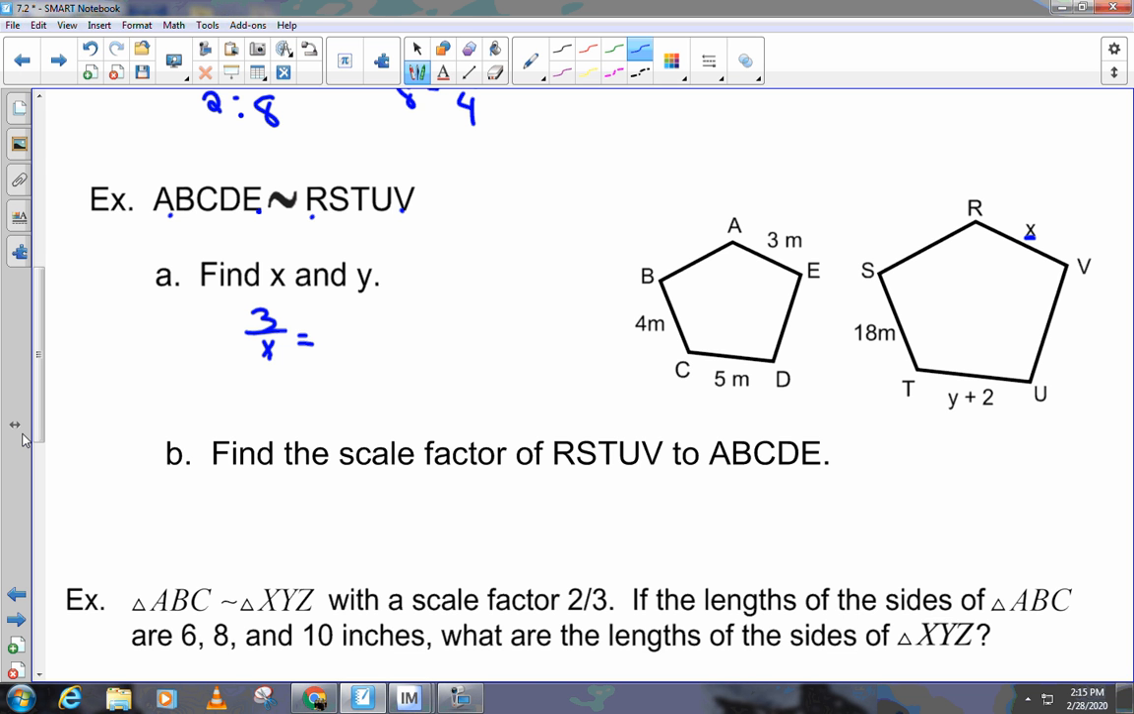Now I need another pair of sides that correspond. BC and ST correspond, so that would be 4 is to 18. So these correspond, 3 is to X and 4 is to 18. So I can set up a proportion and figure out X. I would cross multiply. 18 times 3 is 54, equals 4x. Divide both sides by 4, and 54 divided by 4 is 13.5.